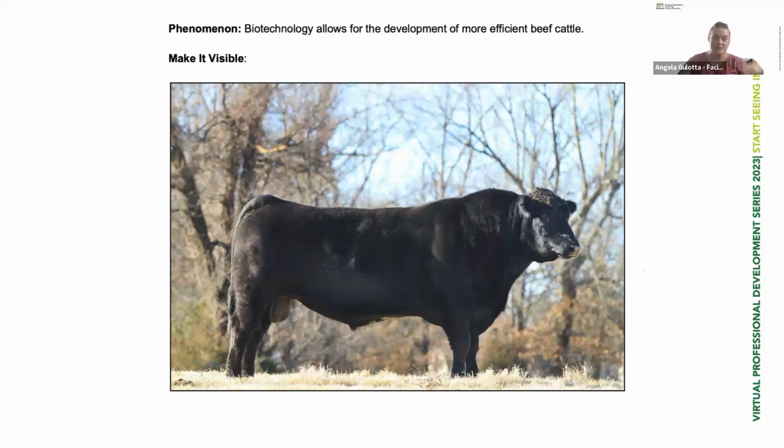The other one that was our second, I don't know which one was first choice and second choice, but this was in the top 2 there, is biotechnology allows for the development of more efficient beef cattle. So cattle producers use artificial insemination that allows producers to breed more efficient beef cattle based on their needs. Maybe their herd needs to improve carcass weight. So there's a way that with breeding practices, you can achieve that goal.